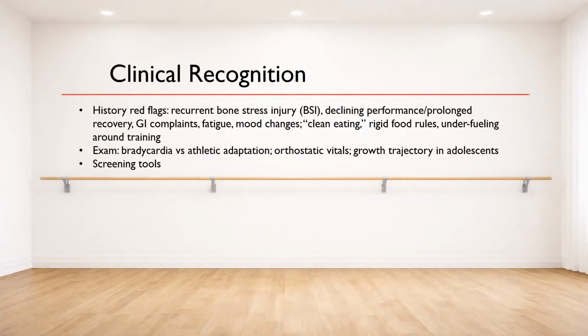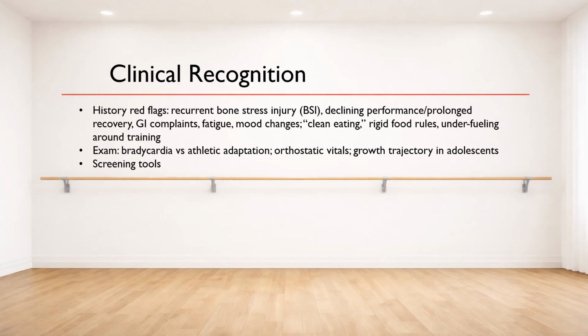In clinic, recognizing REDS doesn't need to rely on a gestalt or profiling a patient, just looking for somebody who seems to be a perfectionist who's exercise obsessed. It doesn't have to be this abstract way. There's clues in the history that might include recurrent bone stress injury, GI complaints, fatigue, mood dysfunction. These are very common chief complaints, and REDS or triad is part of your differential for all of these things.